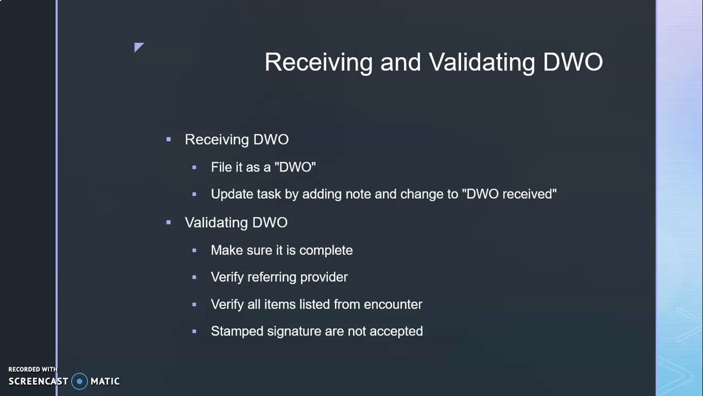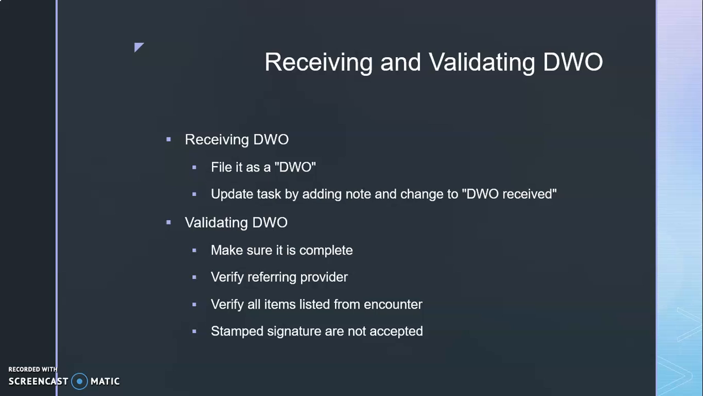Receiving and validating a DWO. Once we receive a DWO, file it in the patient's chart using the DWO label. Update the task by adding a note that says it was received, and change the task subgrouping to DWO received. A task that has the DWO received subgrouping is ready to be validated.